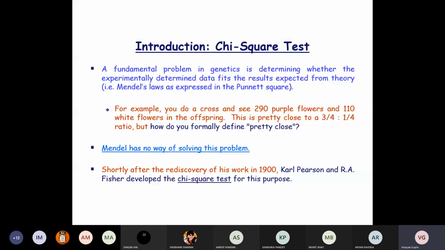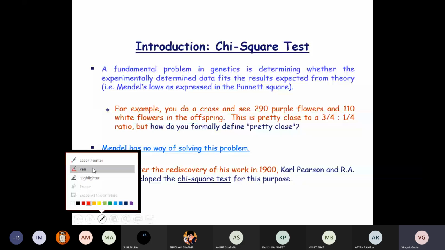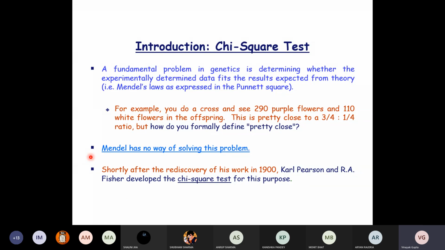So chi-square test, let's understand what it is going to tell us. One of the very fundamental problems in genetics is, whenever there is a genetic cross and we are going to get the progeny, we will see what are the genotypes and phenotypes of the progeny. Then based on the genotypic and phenotypic data, we should be able to tell whether the inheritance of the genes is following the laws of genetics or not. Mendel's laws, let's say here.